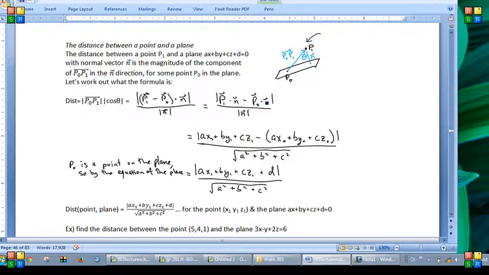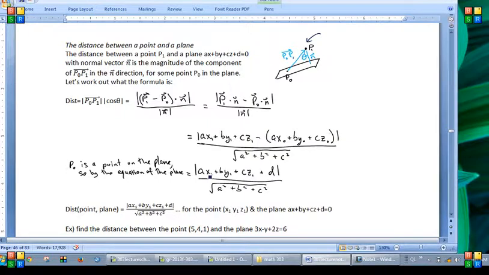Now the last step is to realize that this actually just comes from the equation of the plane. And since p0 was a point in the plane, we know what ax plus by plus cz will be. It's going to be negative d. So minus negative d just becomes d. So put it all together, and it gives you this formula.